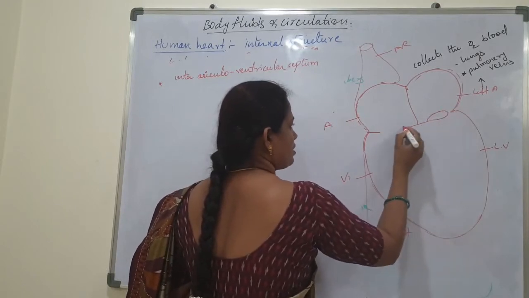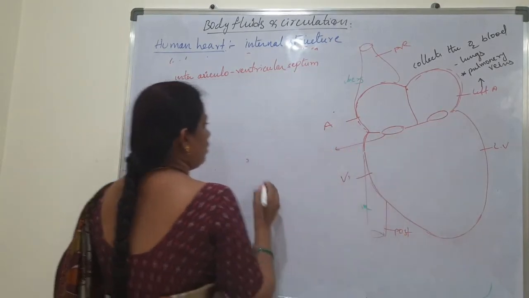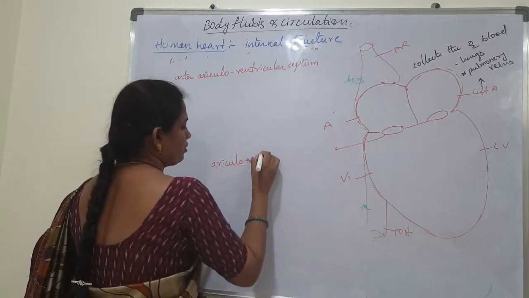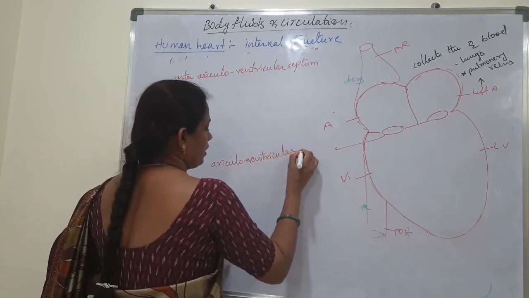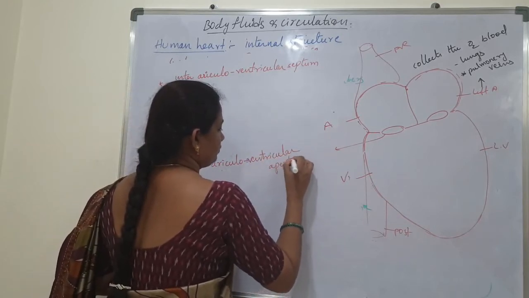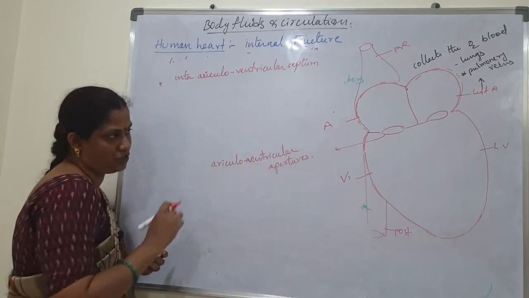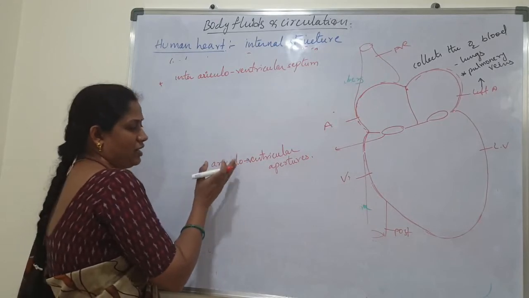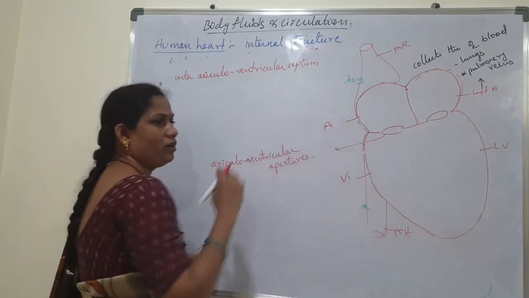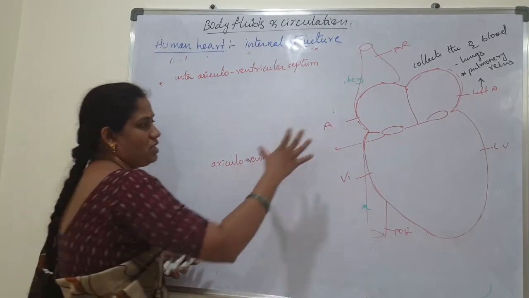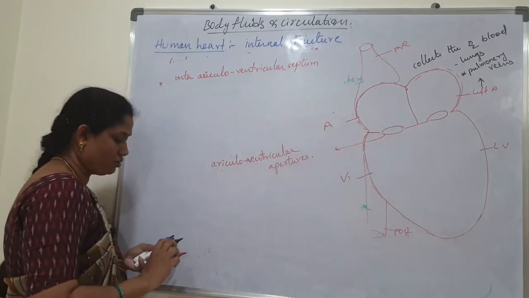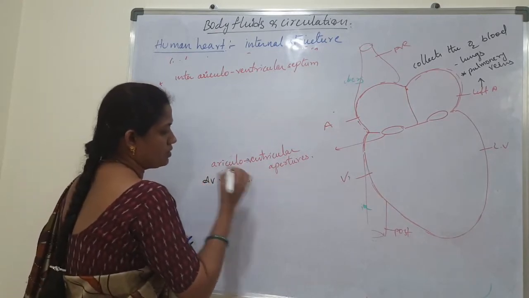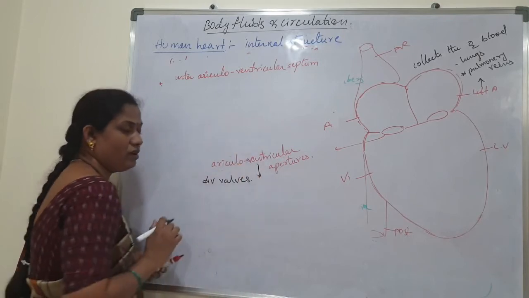Next, this septum has pores on both sides. These pores are called auriculoventricular apertures. We can write right auriculoventricular aperture, left auriculoventricular aperture. These apertures have valves. These valves are called AV valves. AV valves are present at these auriculoventricular apertures.